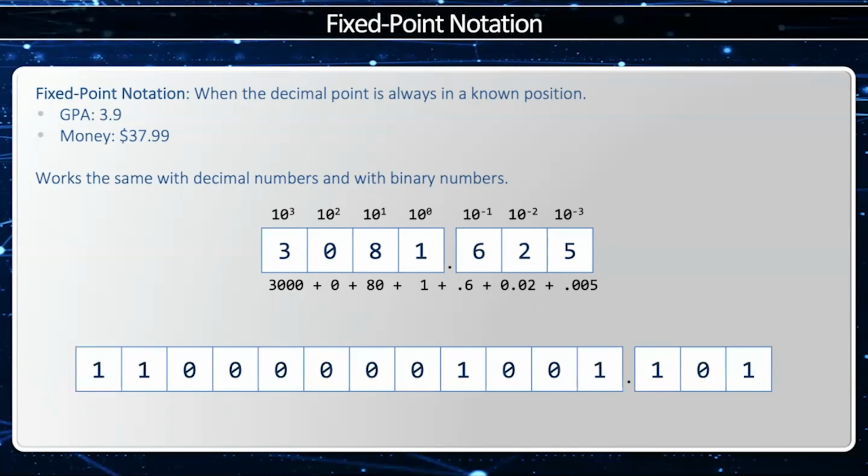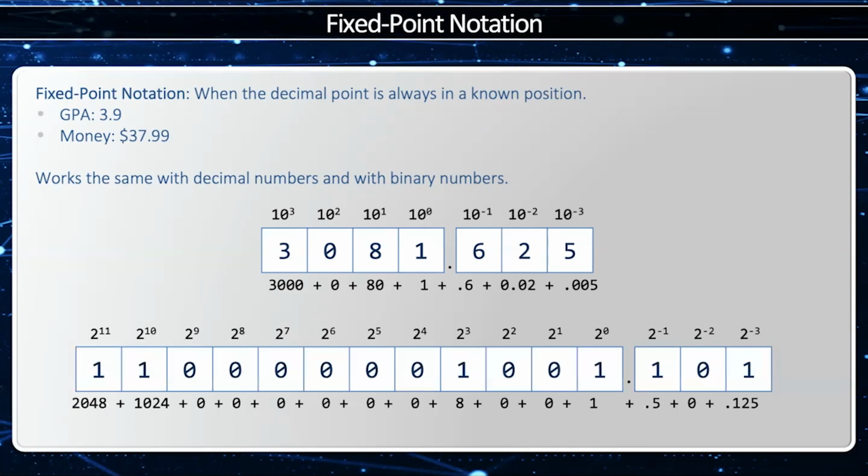Now, I could do exactly the same number with fixed point notation in binary. Except now each spot is not going to be a power of 10, but rather a power of 2. So the most significant digit is 2 to the 11, and then 2 to the 10, and 2 to the 9, and so on. 2 to the 11 is 2048, and since there's a 1 there, I add that on. 2 to the 10 is 1024, since there's a 1 there, I add it on. 2 to the 9 is 512, but there's a 0, so I add a 0, and so on. The next 1 I have is the 2 to the 3 spot, which is 8. The next 1 is the 2 to the 0 spot, which is 1. So 2048 plus 1024 plus 8 plus 1 is 3081.